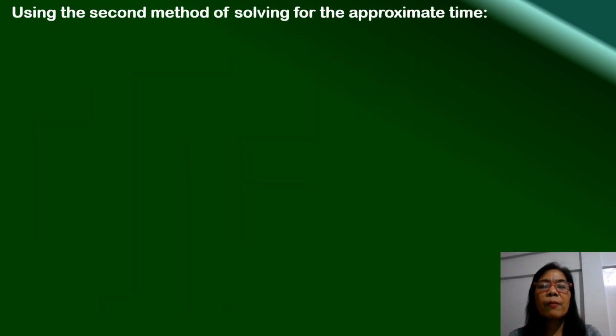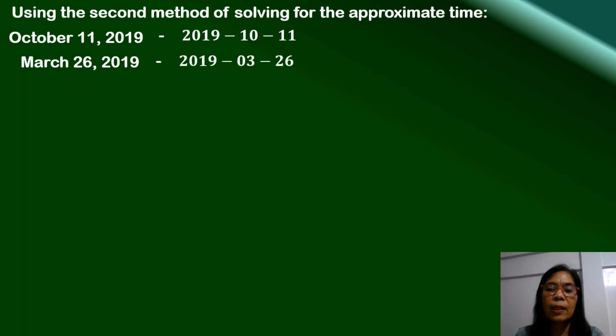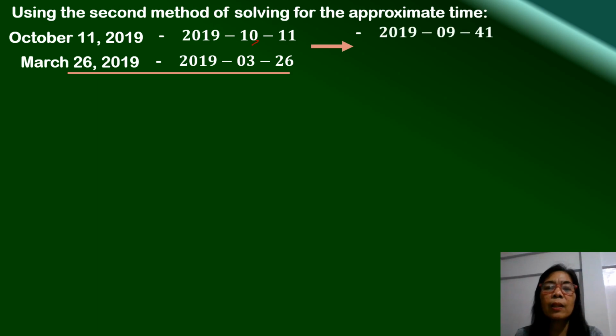Using the second method of finding the approximate time between two dates, October 11, 2019 will be written as 2019, 10, 11. March 26, 2019 will be written as 2019, 3, 26. So if we are going to subtract now the days, we have 11 minus 26, so we cannot do that. What you're going to do is borrow 1 month from 10, so it becomes now 2019, 9, and 1 month is equal to 30 days, so 11 now becomes 41.